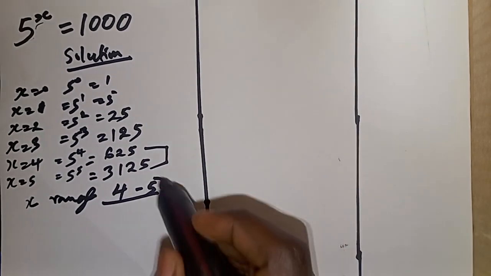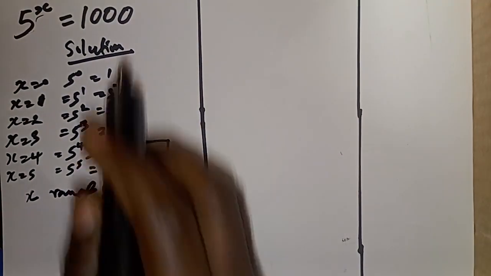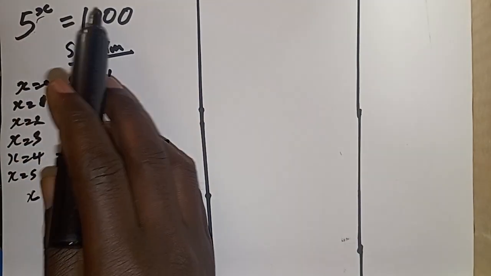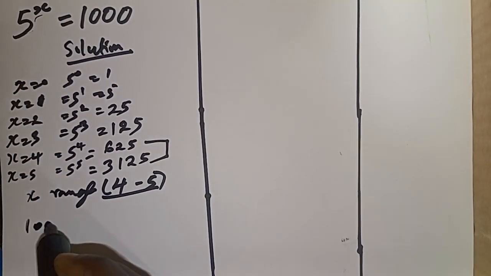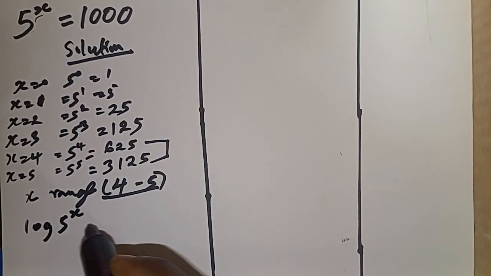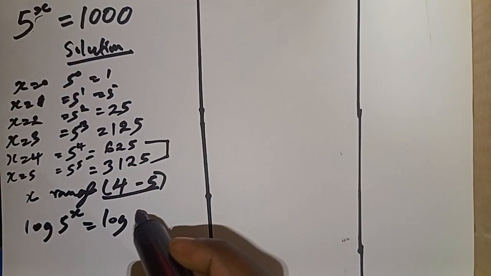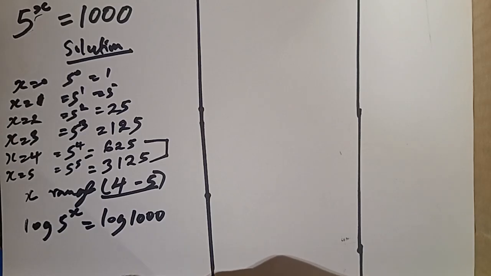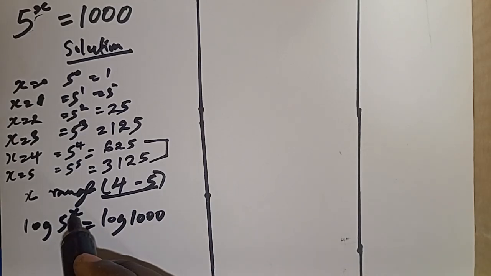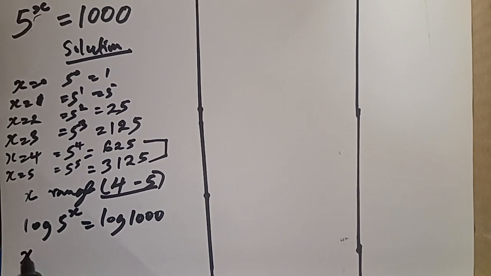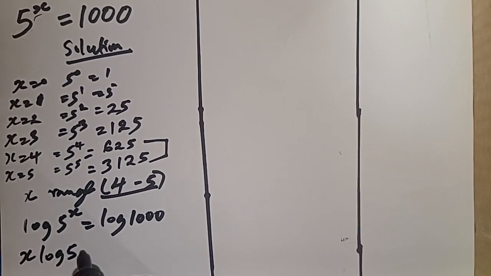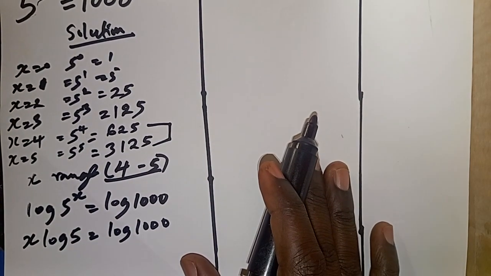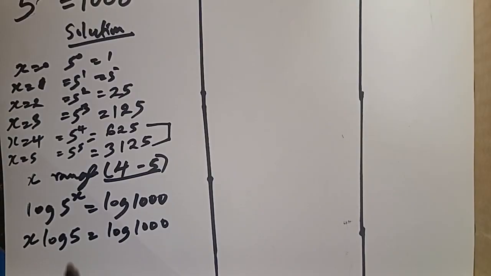So how exactly do we approach it? Since the power is unknown here, the quickest approach will be to introduce logs on both sides of this equation, so that I have the log of 5 to the power x is equal to the log of 1000. So then this x can come down as x log 5 is equal to log 1000. Then we're going to divide all through by log 5.